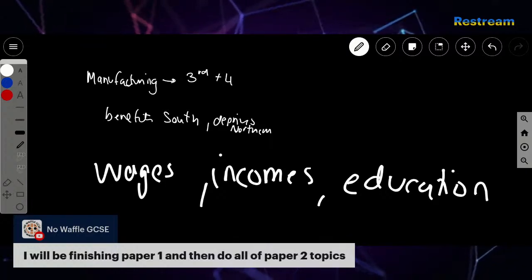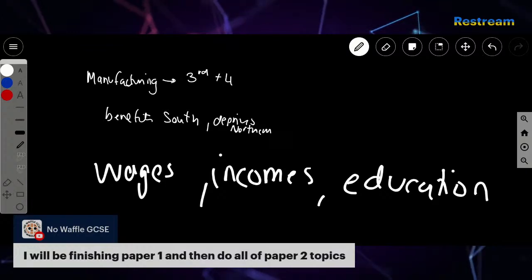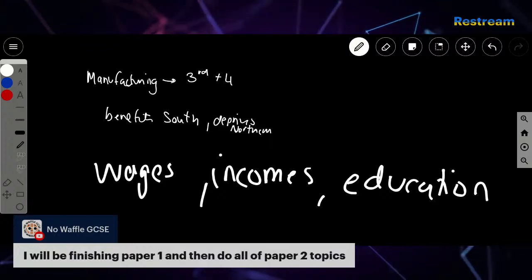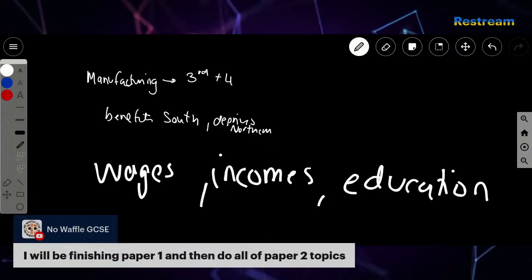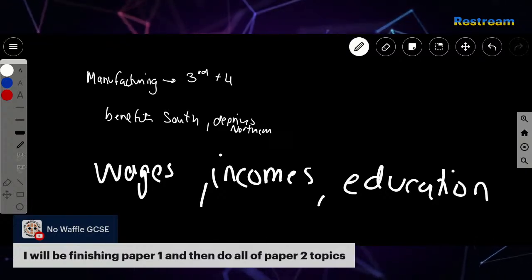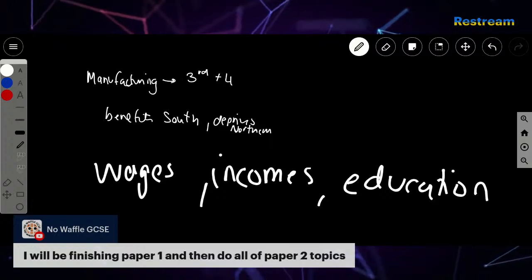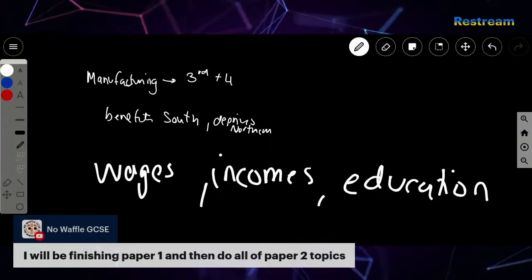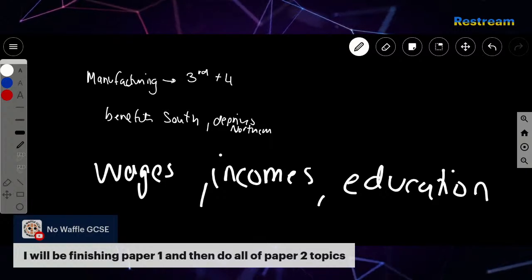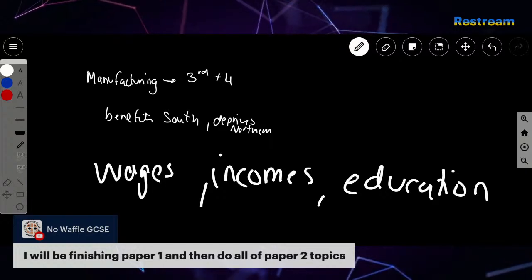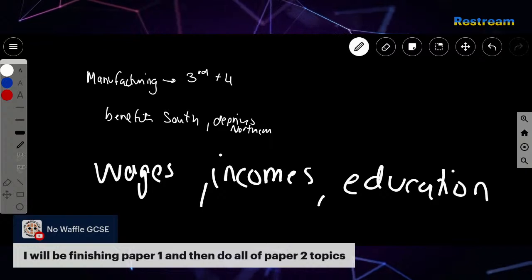Okay, wages, income, and education tend to be better in the south. However, there are some exceptions: wealthy areas in the north, parts of Cheshire, and places with high deprivation in the south. So there are some anomalies.